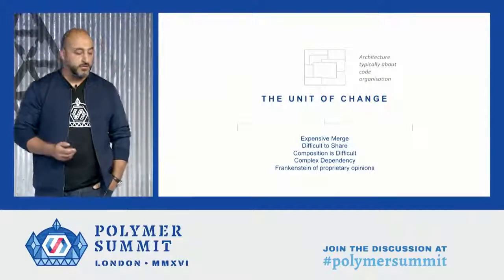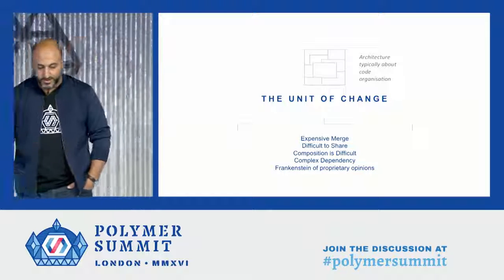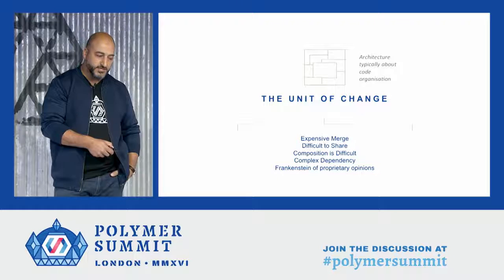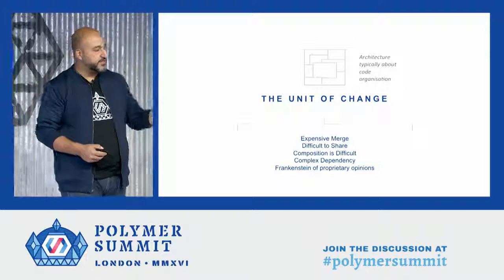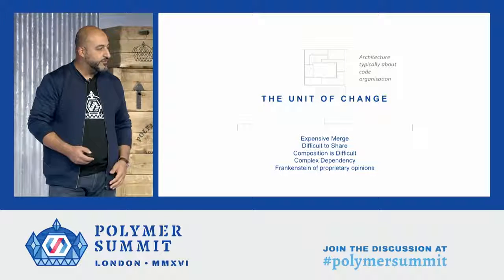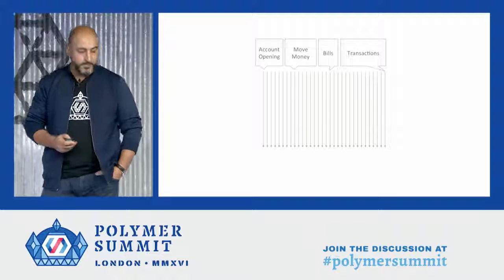But when we talk about architecture, fundamentally, we're talking about code organization. Whether it's MVC or something else, we're always talking about code organization. But the unit of change is still the application. Mergers are expensive, they're difficult to share, it's extremely complex, the composition is difficult, and we end up with a mess. So let me give you a real example.